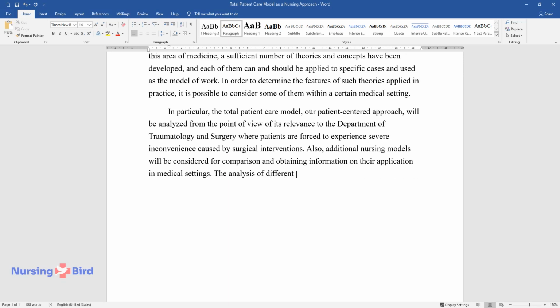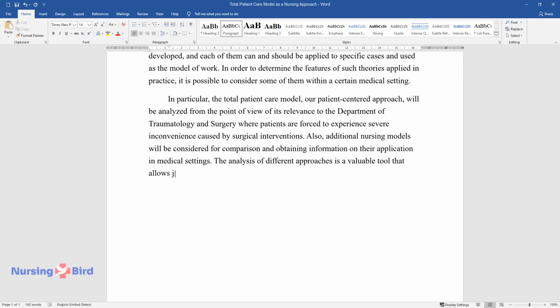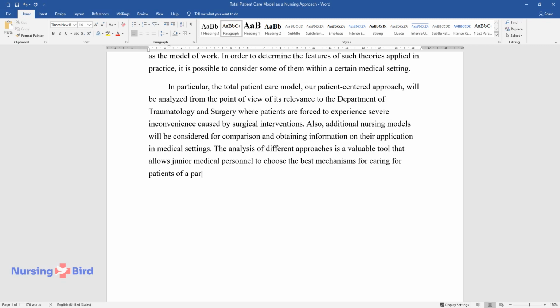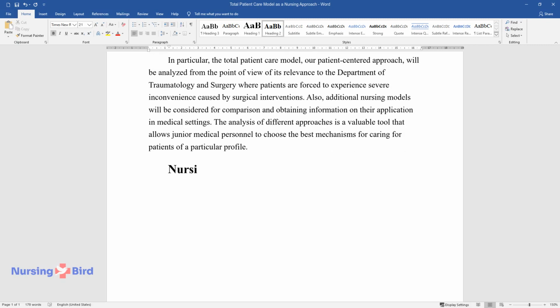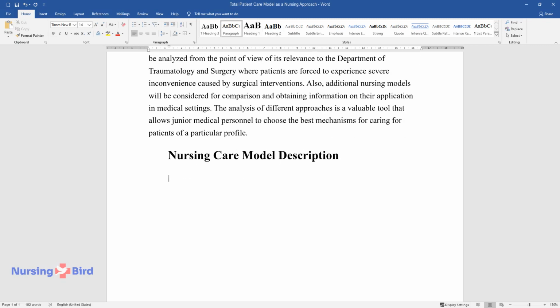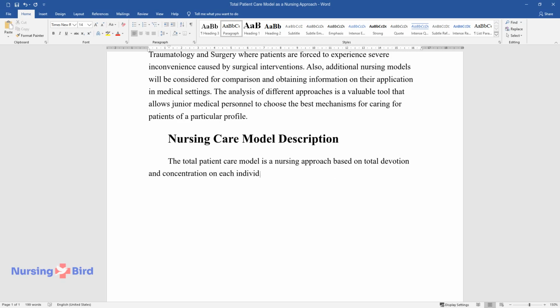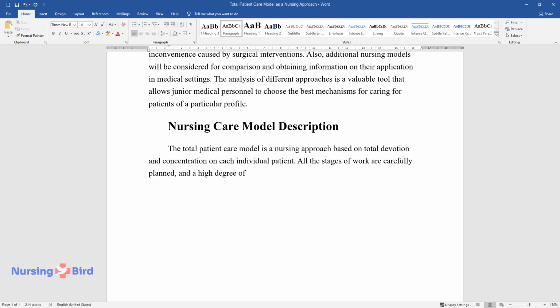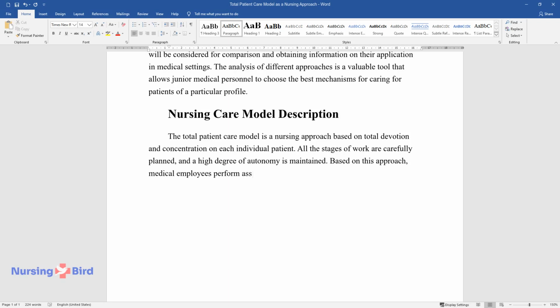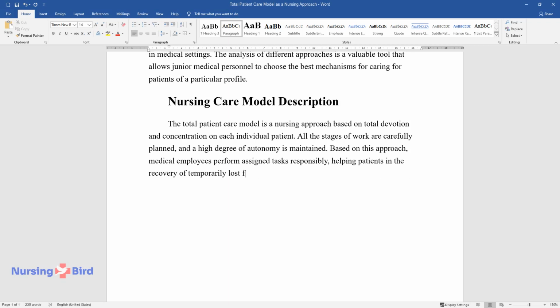The analysis of different approaches is a valuable tool that allows junior medical personnel to choose the best mechanisms for caring for patients of a particular profile. Nursing care model description. The total patient care model is a nursing approach based on total devotion and concentration on each individual patient. All the stages of work are carefully planned, and a high degree of autonomy is maintained. Based on this approach, medical employees perform assigned tasks responsibly, helping patients in the recovery of temporarily lost functions.